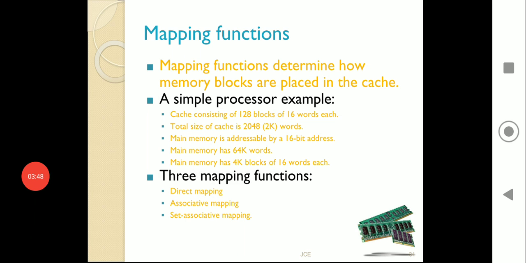So I hope you got the difference. The cache size is very small, whereas the main memory size is very high. That's why mapping functions gain a lot of importance. Now we have three mapping functions. The first one is the direct mapping function, the second one is the associative mapping function, and the third one is the set associative mapping function. We will study all three mapping functions in detail.